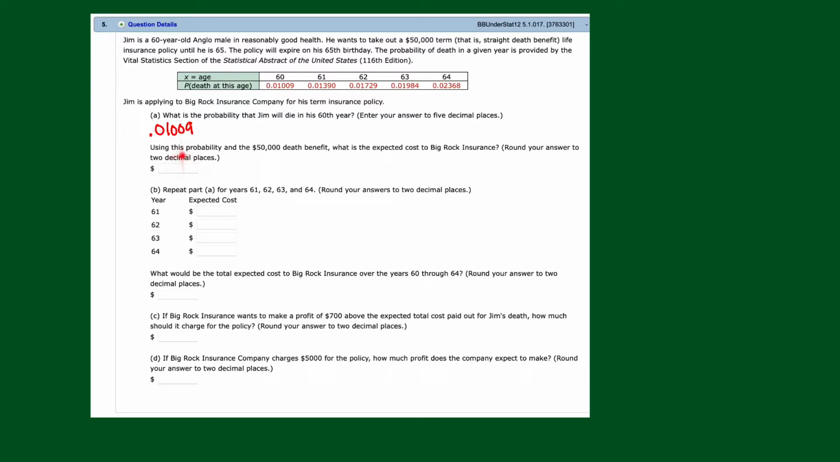The second part says, using this probability and the $50,000 death benefit, what is the expected cost to Big Rock? If Jim dies at 60, they're going to have to pay $50,000. But if he doesn't die, they're going to collect his premium. We're looking at expected value, which is typically the sum of x times p of x, but we only have one x. So this is going to be 0.01009 times the 50,000.